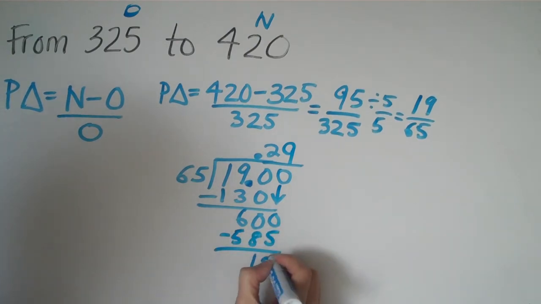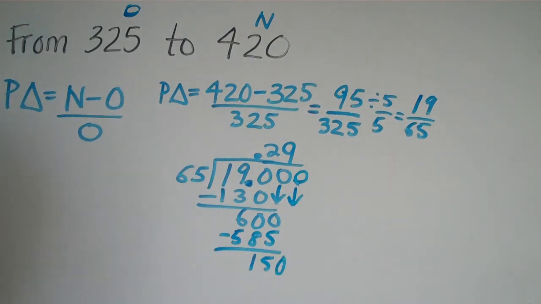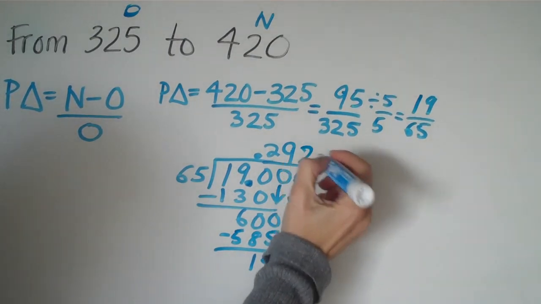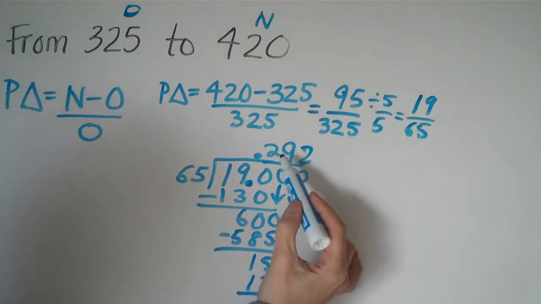Then we're going to end up with 15. I'm going to add another 0. 65 into 150 goes 2 times, and 2 times 65 is 130. So then we get a 20. And then we say, you know what, we have enough of a number now to give us an answer.